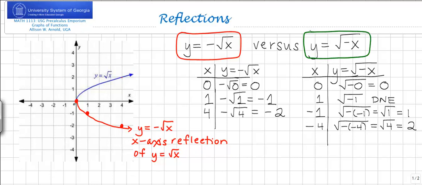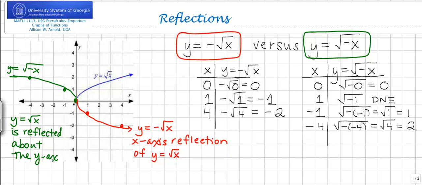So I still have the point 0, 0, and now I have the point negative 1, positive 1, and negative 4, positive 2, and the other points would follow suit. And what you see is that the graph of the square root of x ends up being reflected about the y-axis.